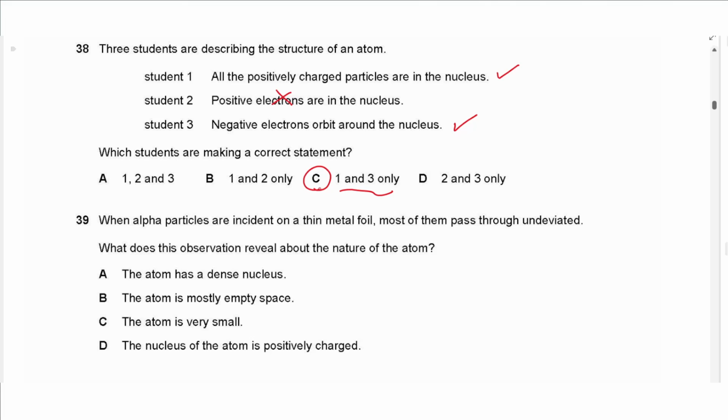Question 39 says when alpha particles are incident on a thin metal foil, most of them pass through undeviated. What does this observation reveal about the nature of the atom? So the atom has a dense nucleus. That is true, but it is not related to this result. The atom is mostly empty space. Yes, that's why most of the alpha particles pass through undeflected, because they did not interact with anything in their path. The atom is very small. No, the nucleus of the atom is positively charged, not from this observation. So the answer here is B.